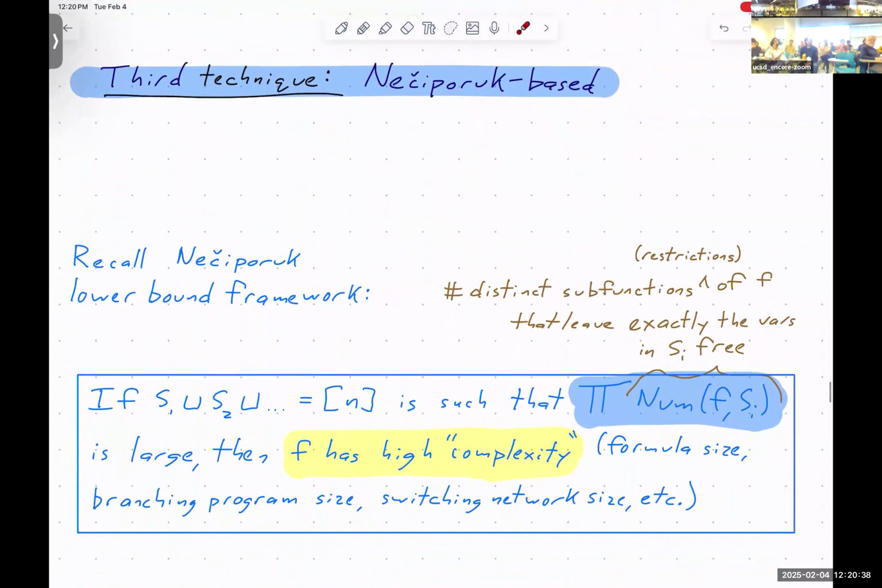So what is the idea of the Nechiporuk lower bound framework? It's basically that if you have your function and you partition the input variables into disjoint buckets of variables, then you measure the number of sub-functions, or sometimes people write the sum of the logs, or you're just writing the product of the number of sub-functions. So in the first bucket, num f s1 means you fix all the variables outside of bucket s1 in all possible ways, and you count how many distinct functions you get under all those restrictions. That's num f s1, num f s2, num f s3, and so on. Nechiporuk tells you that if the product of these numbers is very large, then you get a lower bound in a range of computational models. It's a complex function in terms of formula size, branching program size, switching network size, and these kinds of things.